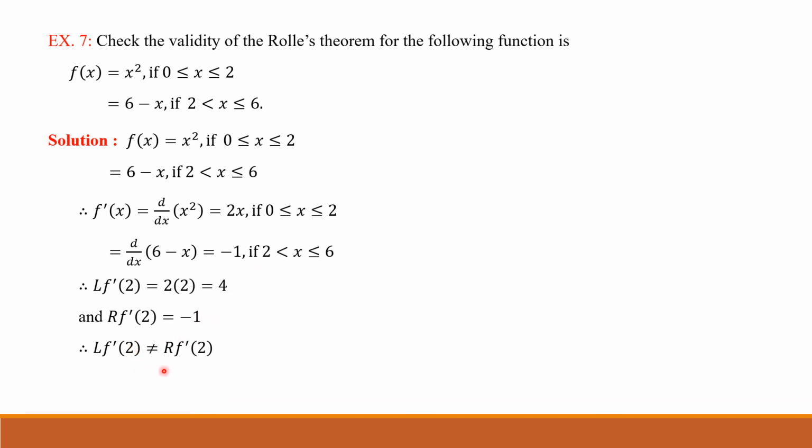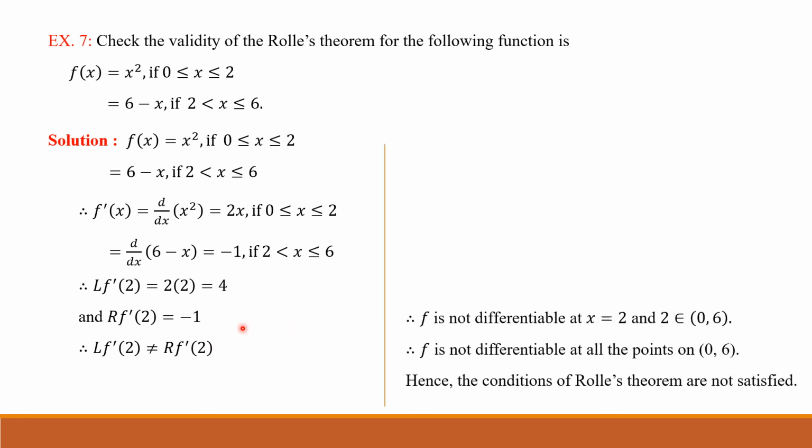Left derivative is not equal to right derivative. Left derivative at point 2 is not equal to right derivative at point 2. Hence f is not differentiable at x equal to 2, and 2 here belongs to the interval 0 to 6. Therefore, f is not differentiable at all points on the open interval 0 to 6. Hence, the conditions of Rolle's theorem are not satisfied.